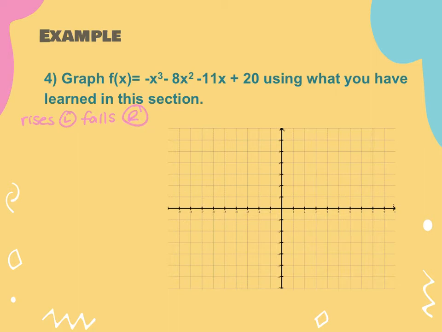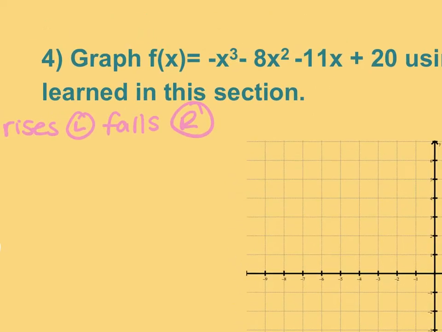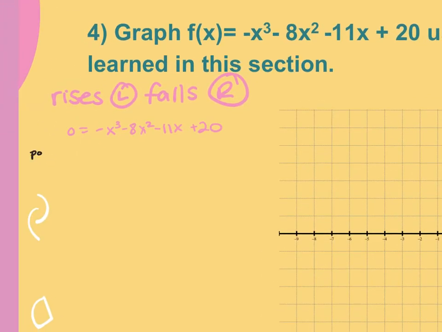Then you want to find your zeros. So I'm going to set negative x to the third minus 8x squared minus 11x plus 20 equal to 0. See if I can factor it. This is 4 terms, but I cannot factor by grouping, which means my next option is to find the possibles. So the possibles here: factors of negative 1, or we ignore the sign, we just do 1. 20 would be 1 and 20, 2 and 10, 4 and 5. So plus and minus 1, 2, 4, 5, 10, and 20.